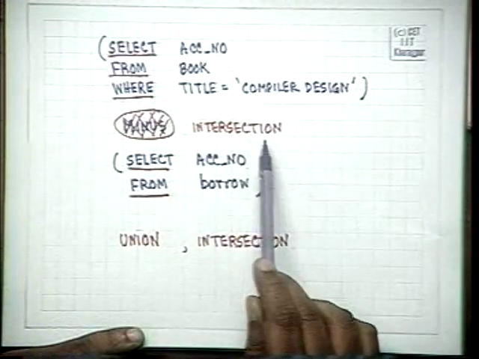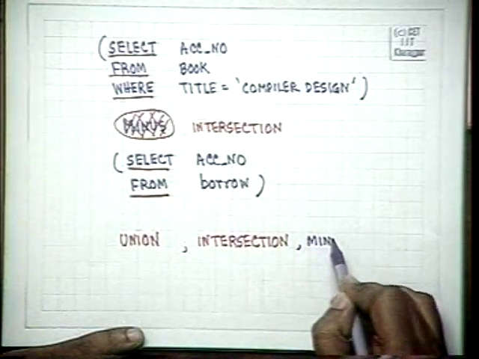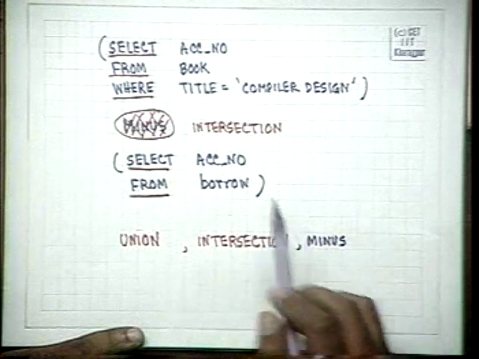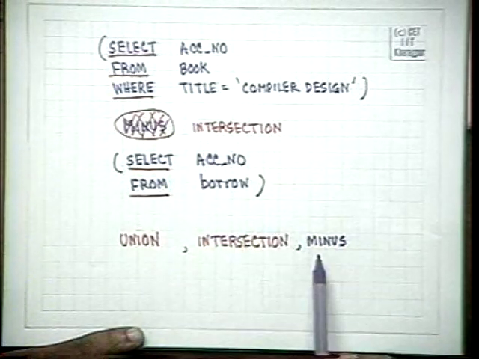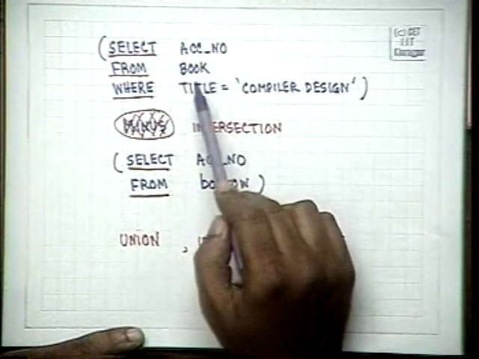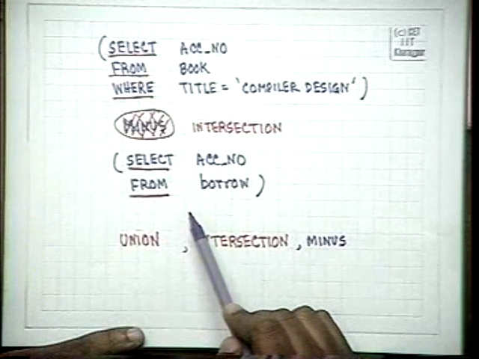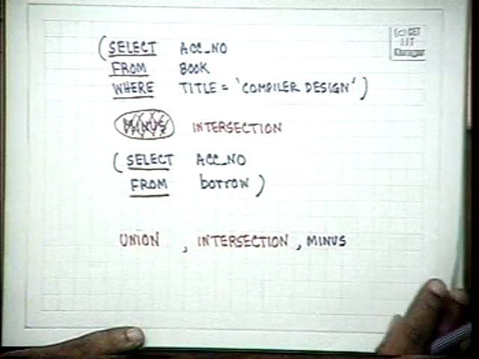Other than intersection, we have minus and union. In this particular case, when we do union, intersection or difference, which is minus, the attributes of the two relations must be identical. Otherwise, this set operation is not applicable.